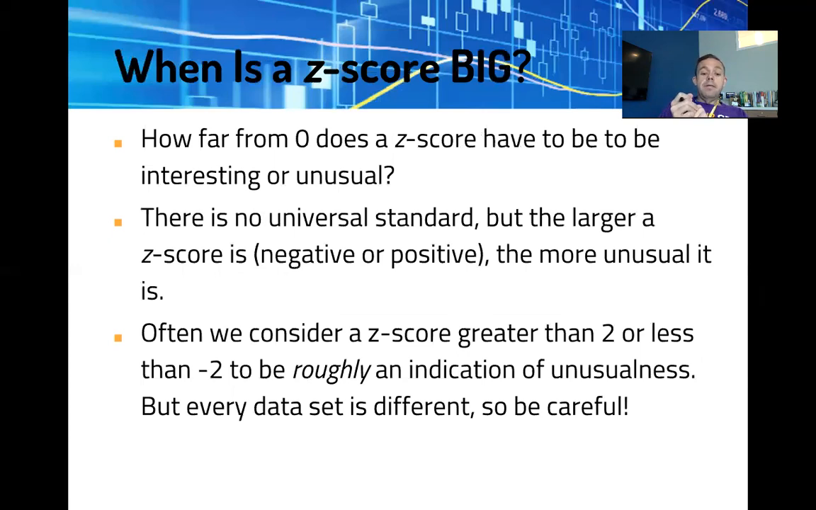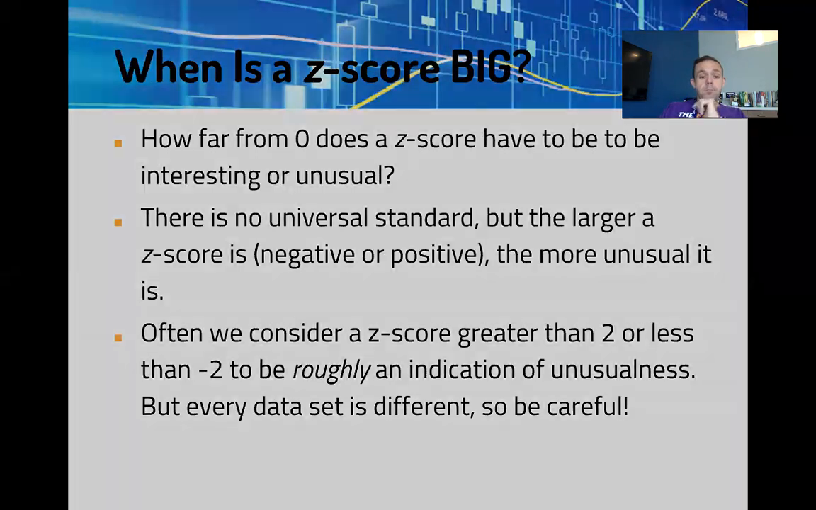But every data set is different, so we need to be careful. Generally, if data values are within 2 standard deviations, that's good. Outside of 2, they're slightly unusual. Outside of 3 standard deviations, it's basically really unusual, okay? And then, of course, higher than 3, so 4 or more would be extremely unusual.